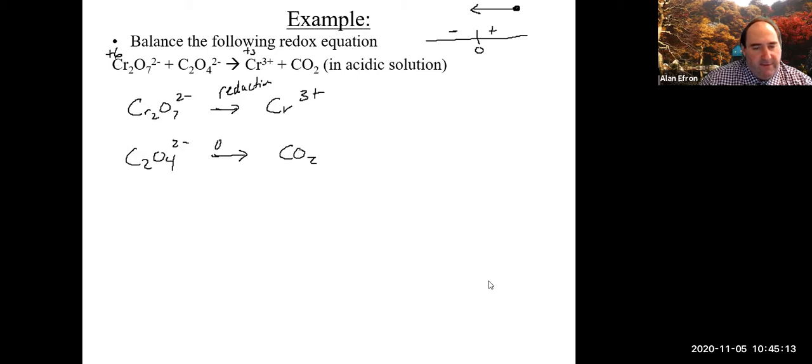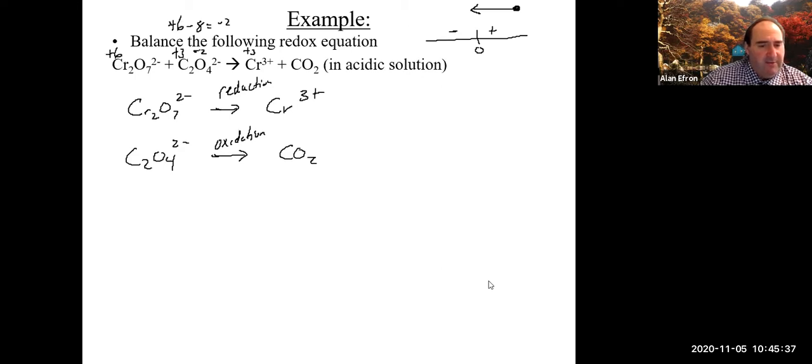By default, that would be our oxidation. And just to make sure, oxygen is going to be -2. There's 4 of them. That's -8. Overall charge is -2. There are 2 carbons, and that means each one should be +3, perhaps, right? +3 gives us a +6.